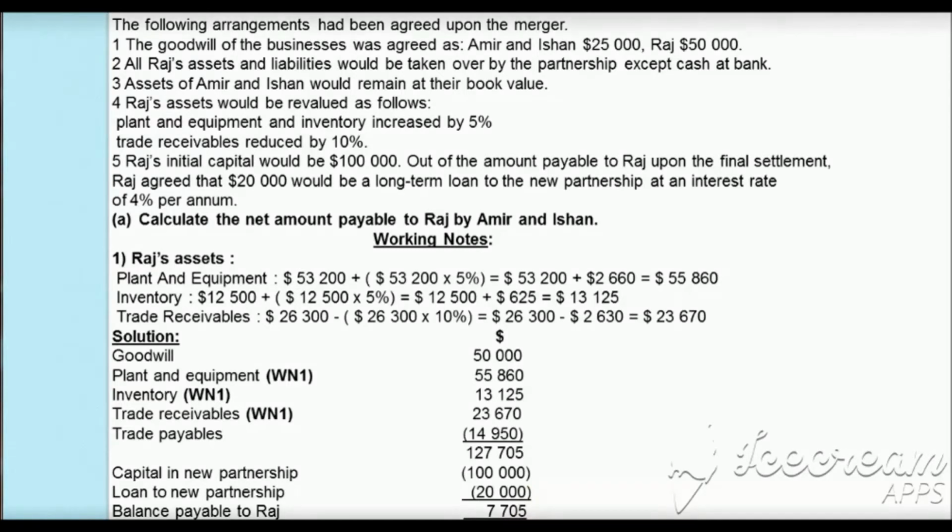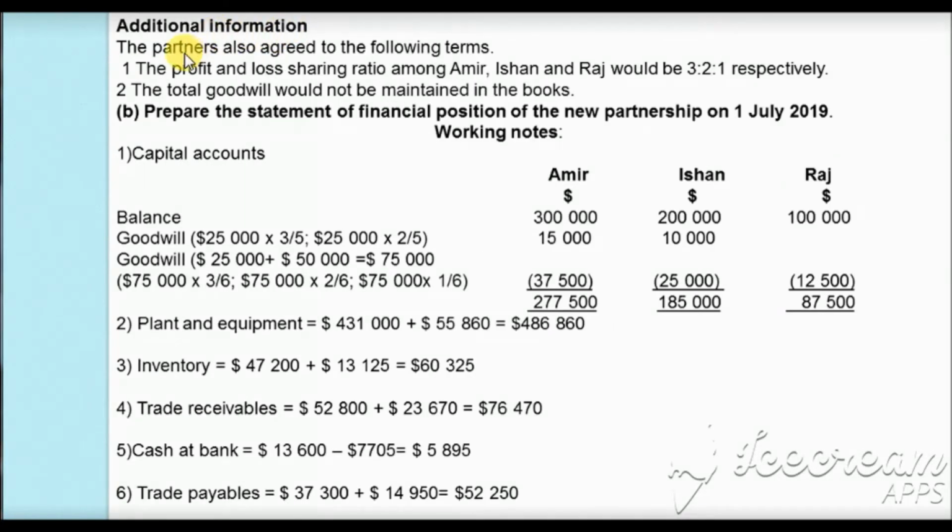Next, additional information is provided which says that the partners also agreed to the following terms. The profit and loss sharing ratio among Amir, Ishan and Raj would be 3:2:1 respectively, and the total goodwill would not be maintained in the books. In part B of the question, we are asked to prepare the statement of financial position of the new partnership firm on 1st July 2019. So before proceeding and making the statement of financial position, let's do all the calculations in the working notes.